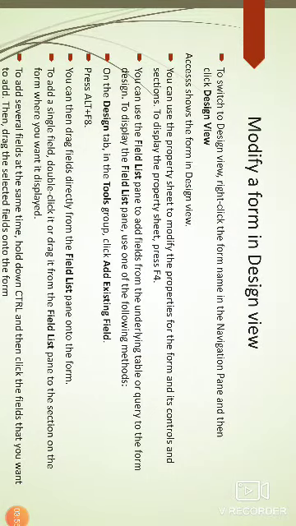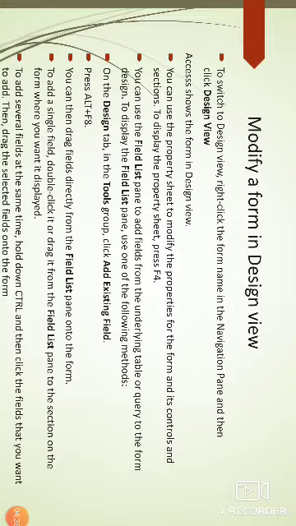So the first method is over, modifying a form in layout view, and the second one is modifying a form in design view. So now to switch to design view, right click the form name in the navigation pane and then click design view. Now Access shows the form in design view. Now you can use the property sheet to modify the properties for the form and its controls and sections. To display the property sheet, press F4.